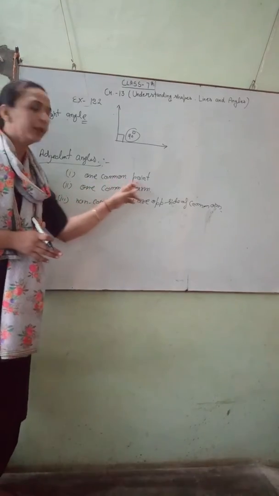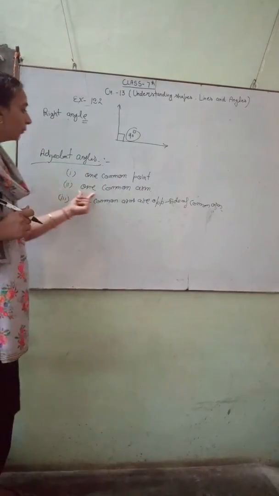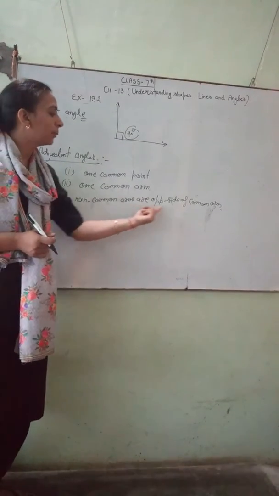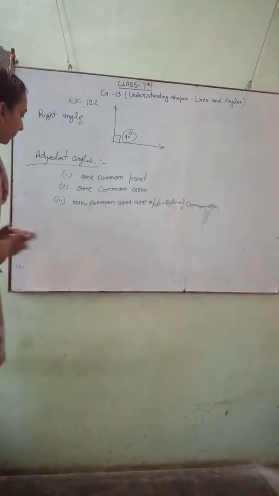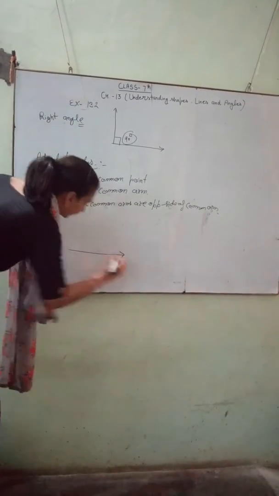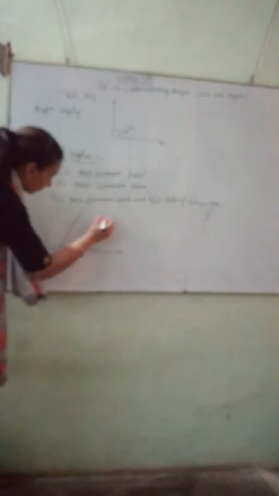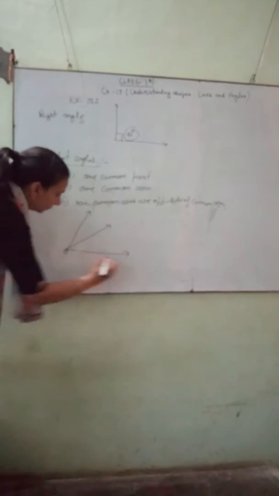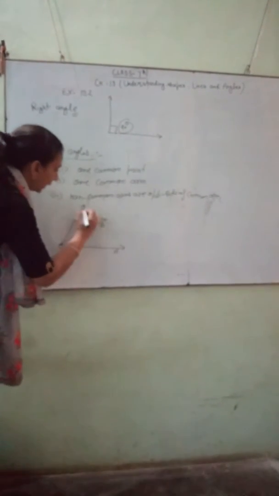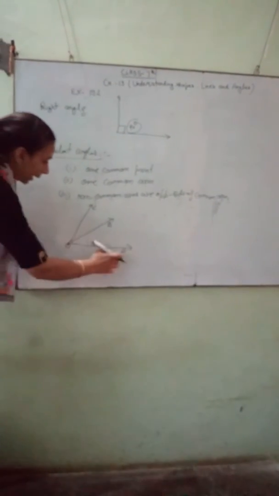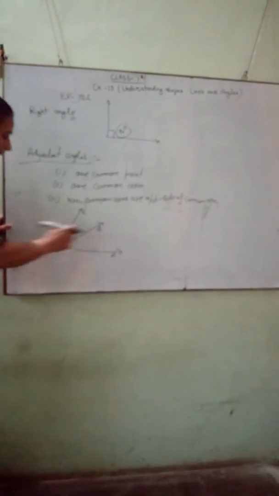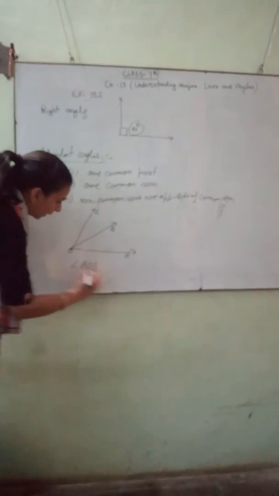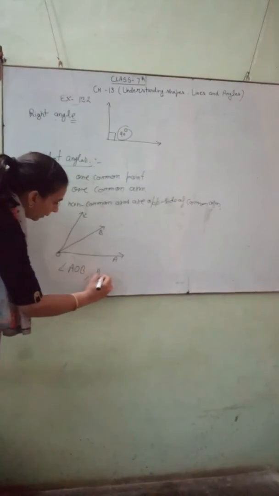There are some conditions for adjacent angles. First is one common point. Second, one common arm between two angles. Third is that the non-common arms are on opposite sides of the common arm. For example, if we take points O, A, B, C, students, angles AOB and BOC.